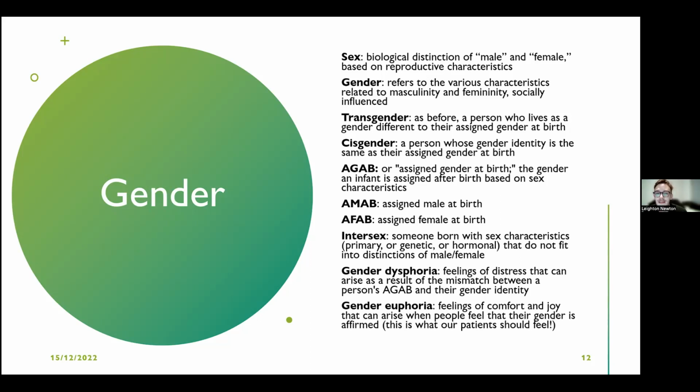And the acronyms that we use to remember those: AFAB, AMAB, AGAB. Yeah, like we said just now, intersex refers to some of the sex characteristics, actually primary sex characteristics. Primary sex characteristics are genitals, or they can be genetic, or they can be hormonal, that do not necessarily fit into the distinction of male or female, like I said before.